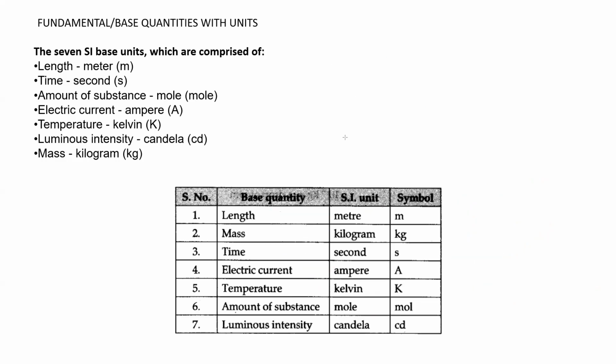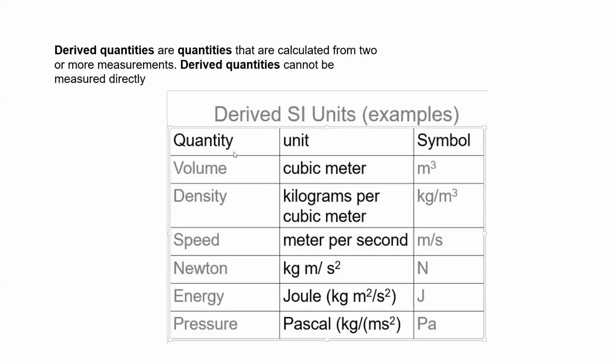So for exam point of view, you just have to learn the first 5: length, mass, time, electric current, and temperature. But there are other quantities which we call derived quantities. But what is the difference between the base quantity and the derived quantity? Basically, derived quantities are calculated from 2 or more measurements.